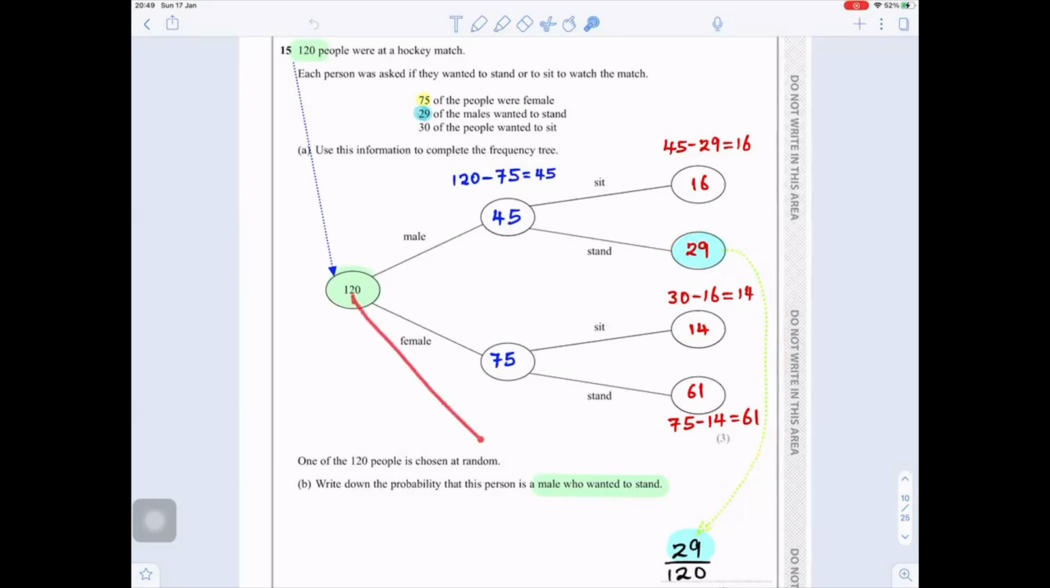And there's 120 people altogether. So the probability is the number of male who wanted to stand divided by the total number of people.